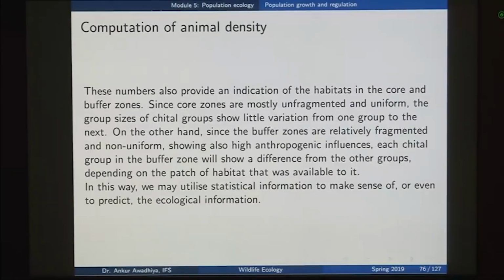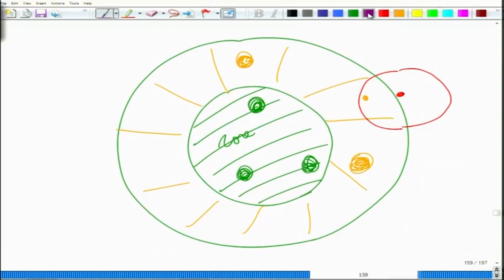On the other hand, since the buffer zones are relatively fragmented and non-uniform, showing also high anthropogenic influences, each cheetal group in the buffer zone will show a difference from the other groups depending on the patch of habitat that was available to it. In this way, we may utilize statistical information to make sense of or even to predict the ecological information.